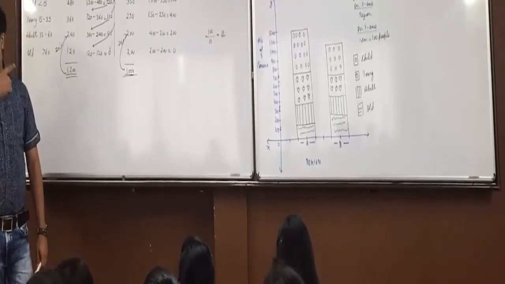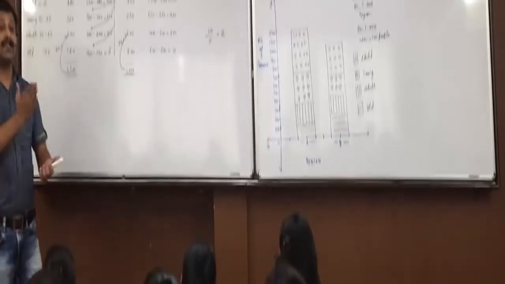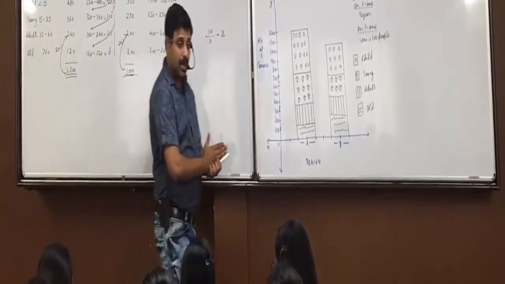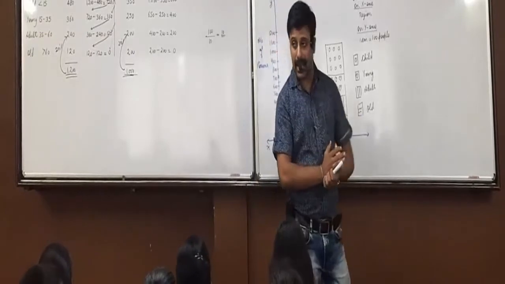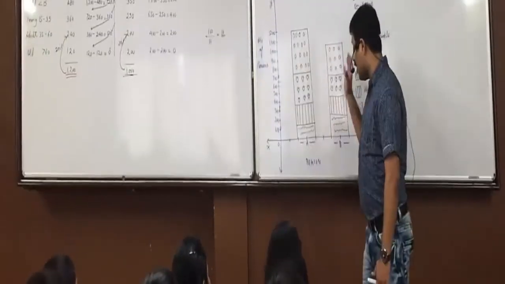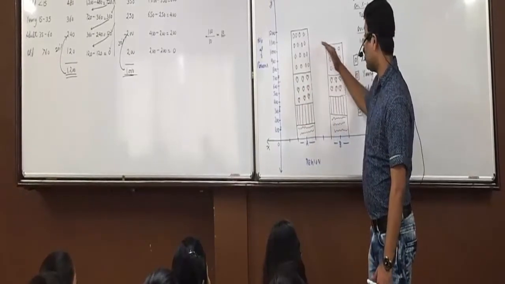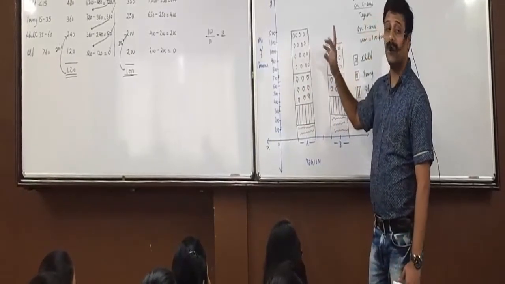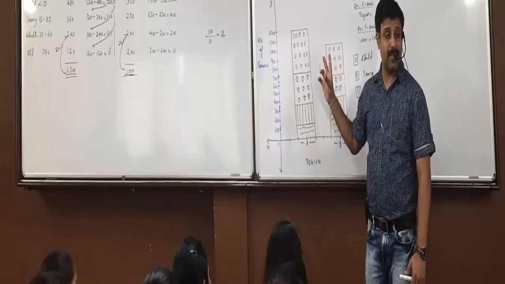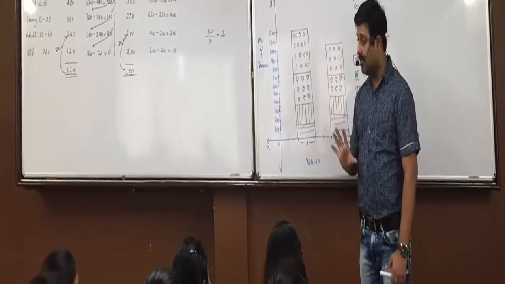We cannot do the comparison in divided bar diagram. That is its limitation. The limitation of divided bar diagram is that you cannot compare A with B. Why? Because the height of both the bars is different. So comparison between the two is not possible.